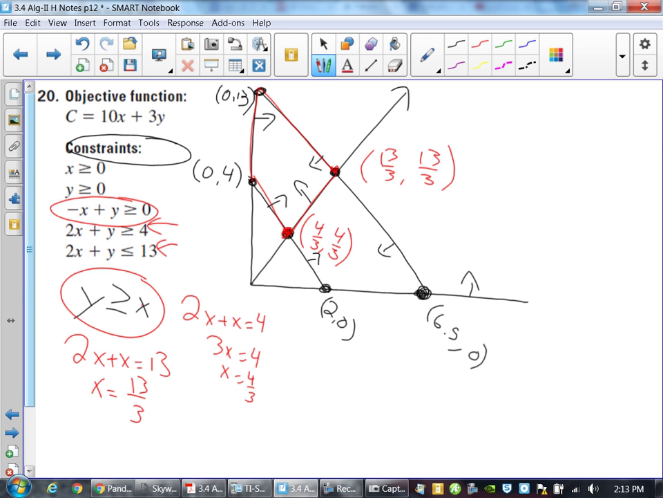Okay. So we solve that quick system, and now you just check your ordered pairs for 10x plus 3y at 0, 13, 13/3, 13/3, 4/3, 4/3, and 0, 4. And all you have to do is just throw it in the calculator. That's it. And whichever one of those is the biggest number is your maximum, and whichever one's the smallest number is your minimum. Dun, dun, dun. And you guys thought you were going to lose.